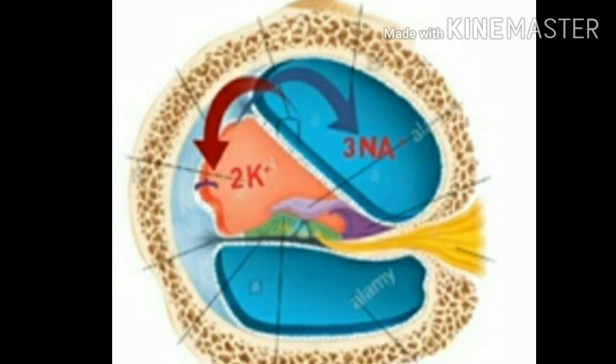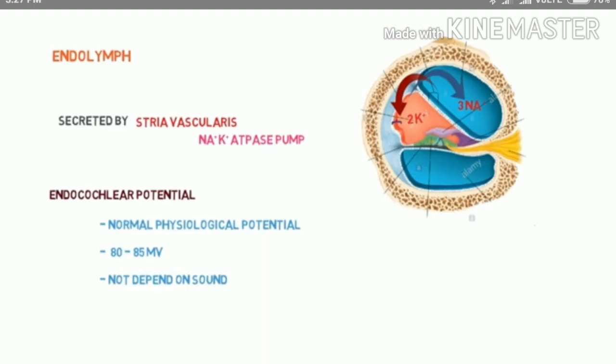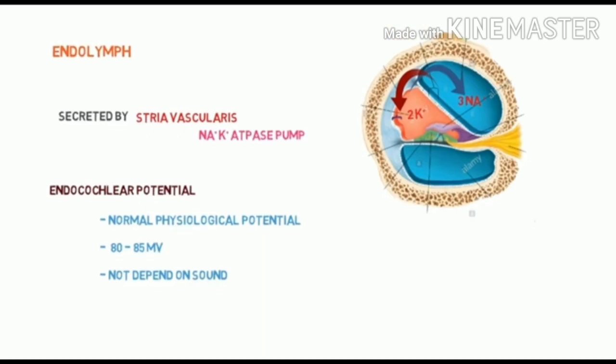So outside there is a positive charge and inside there is a negative charge. So it creates a potential, and the potential is called the endocochlear potential. It is a normal physiological potential which is nearly 80 to 85 millivolts, and it is not dependent on sound.